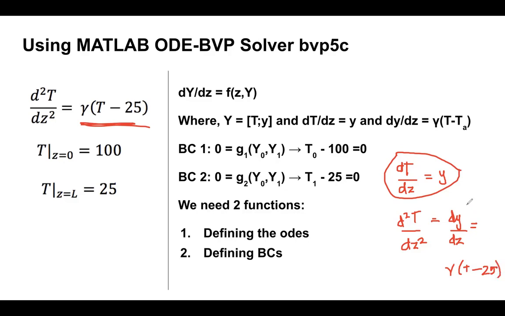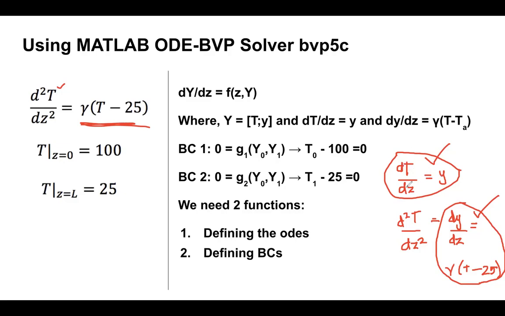Okay. Now what happens? You take this portion as another ODE. So this becomes your first ODE and this becomes your second ODE. So this is how you do it. You converted this second order ODE into two first order ODEs.